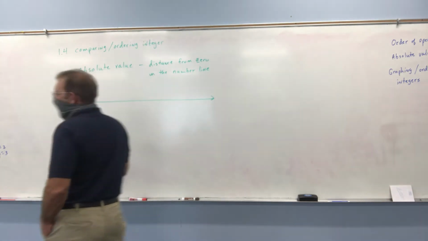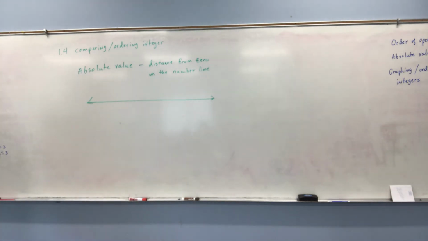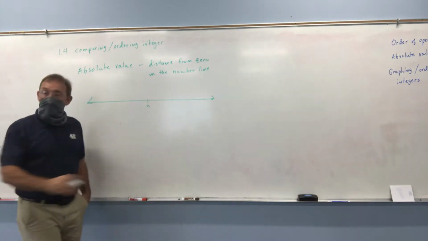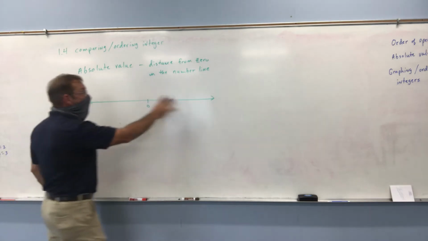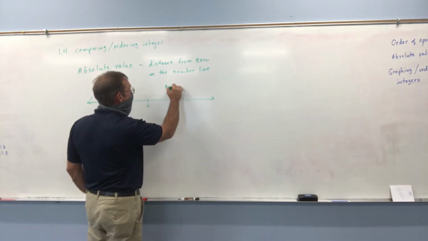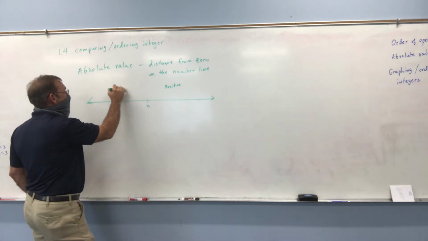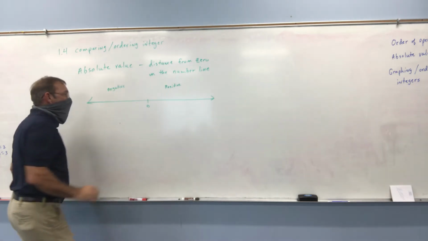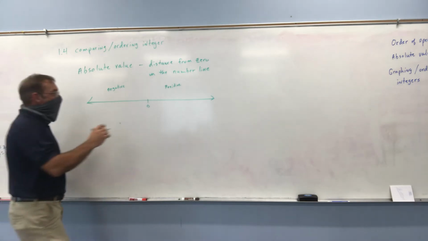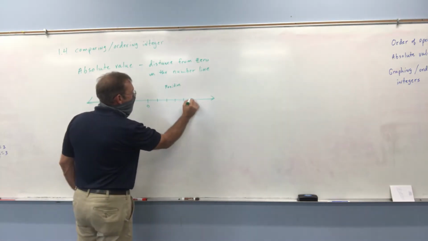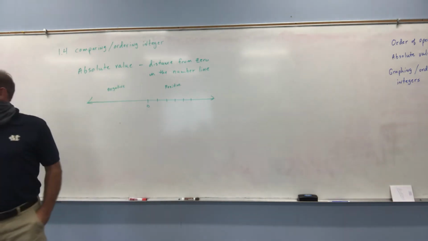Now I guess all of you are aware that when we put a number line down, it's going to have zero somewhere on it. And to the right of zero are going to be your positive numbers. And then to the left of zero are going to be your negative numbers. Okay? And as a matter of fact, the number line is in order.